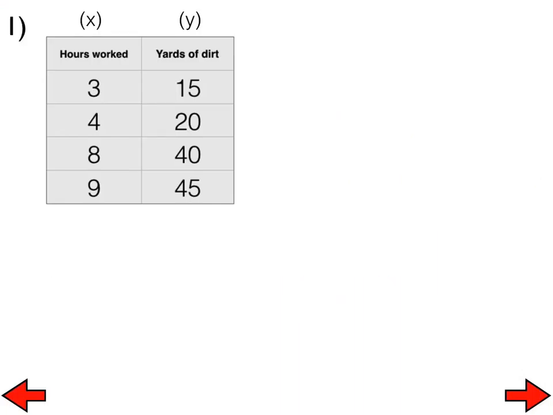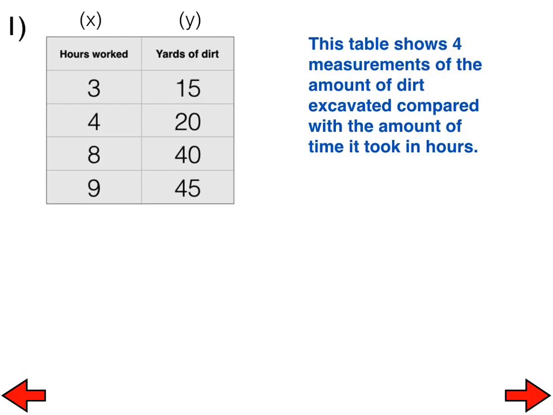Number one, we have this table. We want to find the multipliers. This represents 4 measurements of dirt being dug out and how long in hours it took. So 3 times what is 15? Okay, 4 times what is 20? 8 times what is 40? 9 times what is 45?